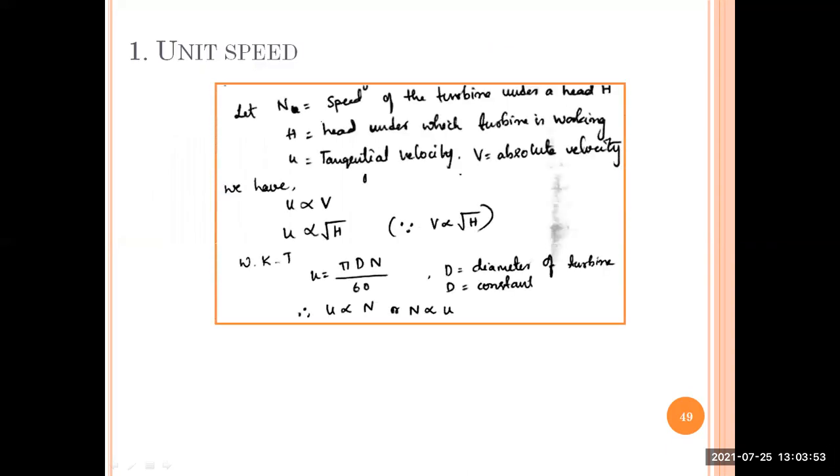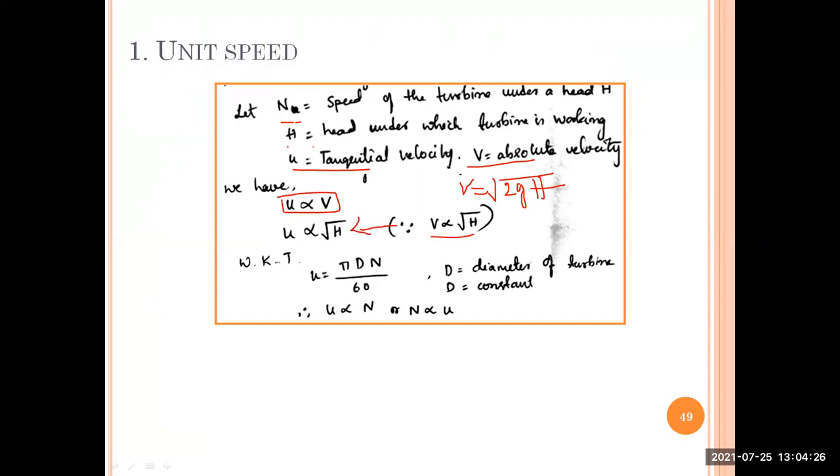The first one is unit speed. Let us consider N is the speed of the turbine under head H. U is the tangential velocity and V is the absolute velocity. We know that tangential velocity is directly proportional to the absolute velocity, and from the absolute velocity equation, V is equal to square root of 2gH, so V is directly proportional to root H. Substituting that, U is directly proportional to root H.